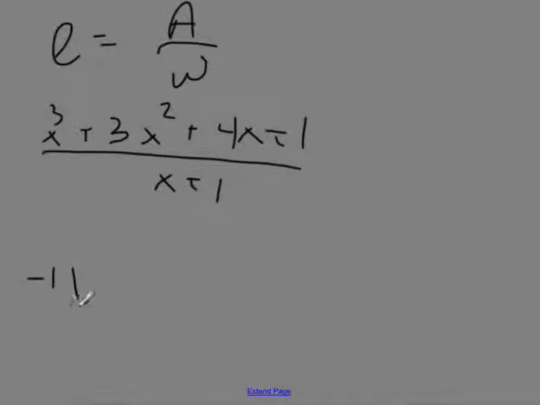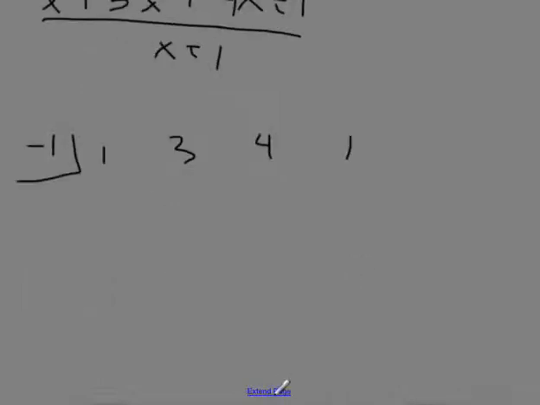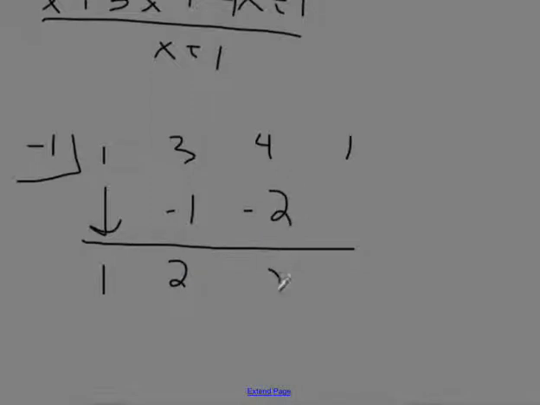So let's use some synthetic division to do that. So we have 1, 3, 4, and 1. And we're not switching anything around, so we're good to go here. So then what we want to do is go ahead first and drop the 1 down. So 1 times a negative 1 is a negative 1. 3 plus a negative 1 is going to be 2. 2 times a negative 1 is going to be a negative 2. 4 plus a negative 2 is 2. 2 times a negative 1 is negative 2. Negative 2 plus 1 is negative 1.